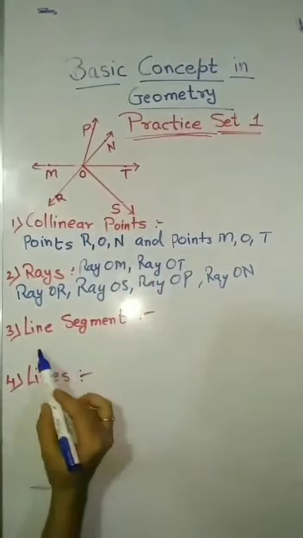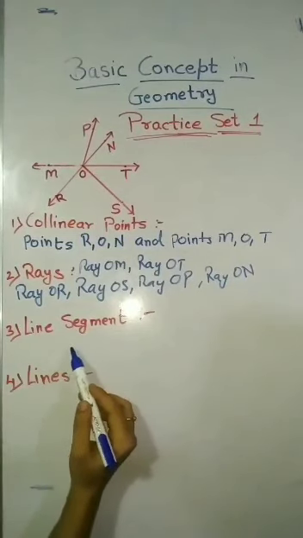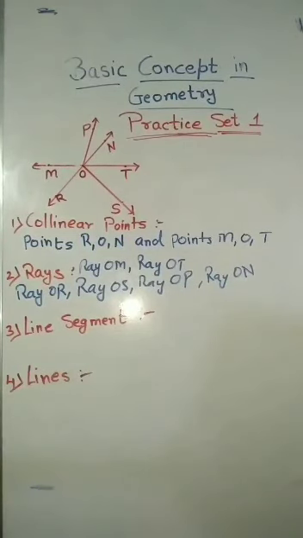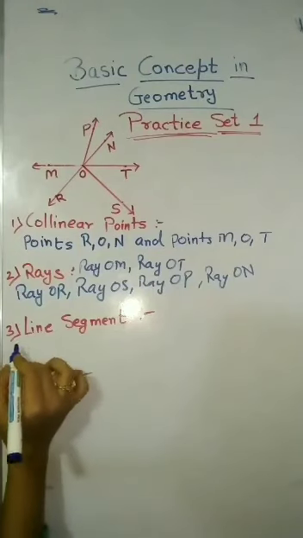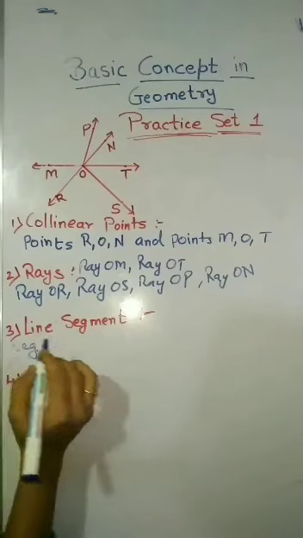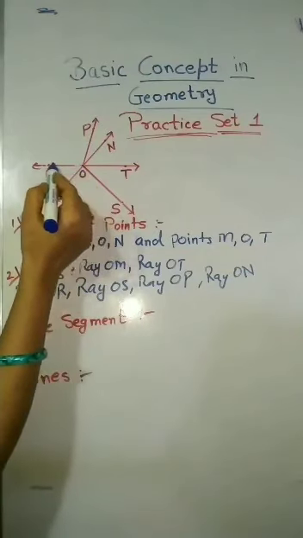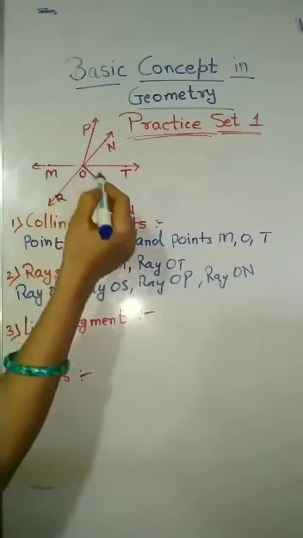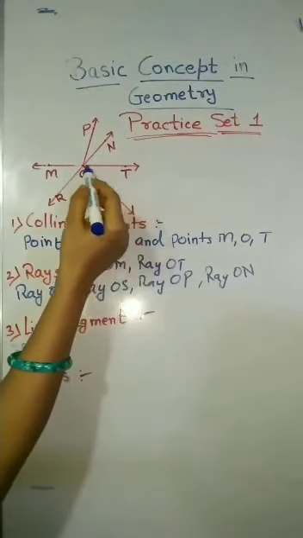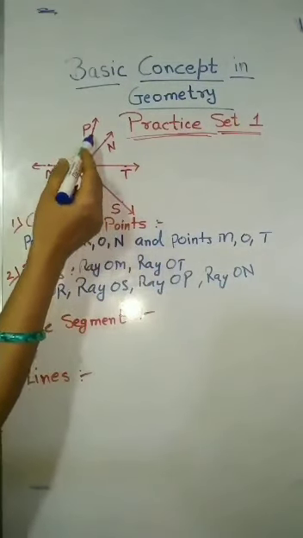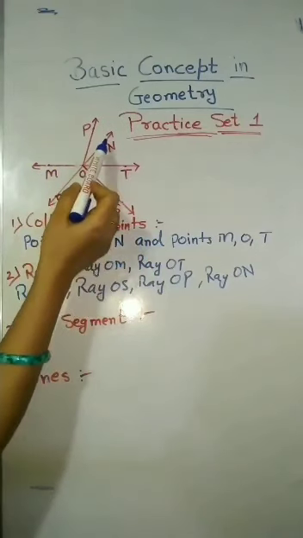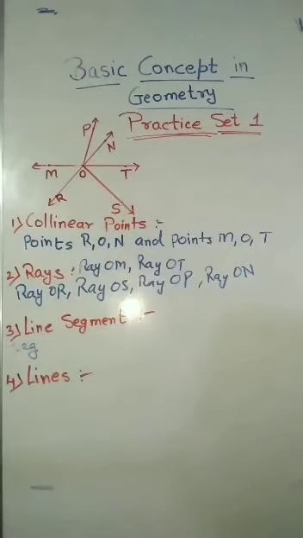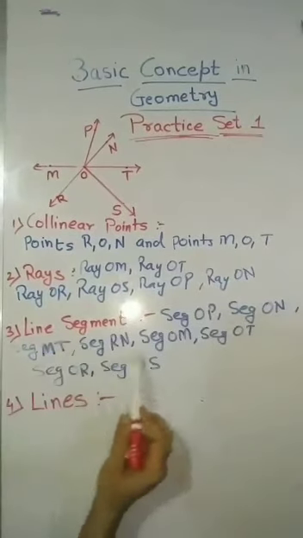Now the next is line segment. A line segment has two points showing its limit. Limit means it has definite length. Then here we will write segment OM, segment OR, segment OS, segment OT, segment ON, segment OP, segment MT and segment RN. These are the line segments.